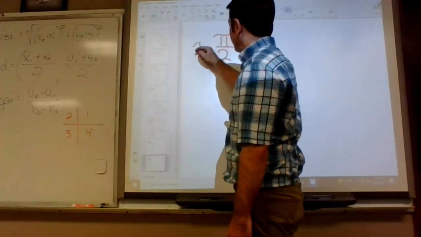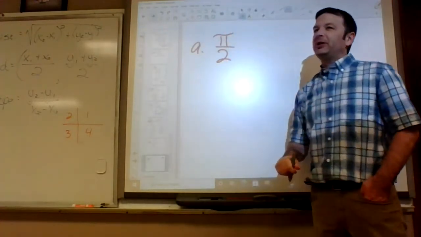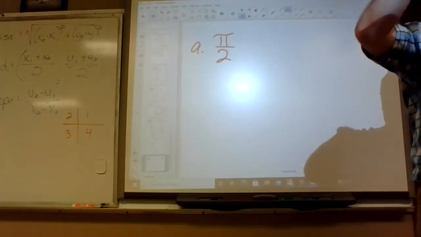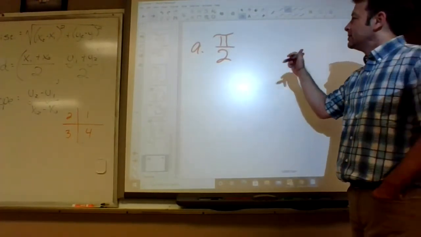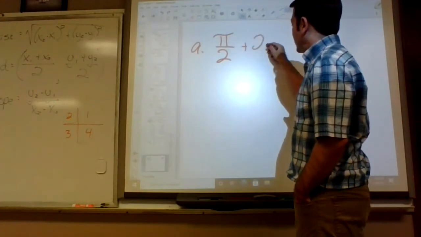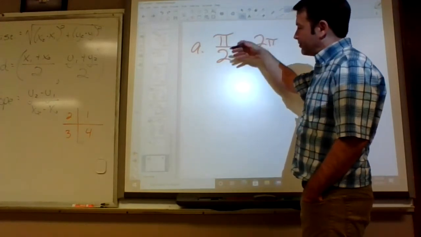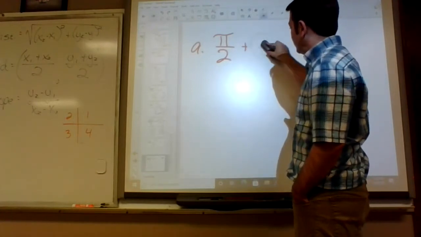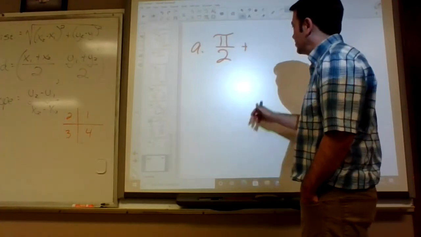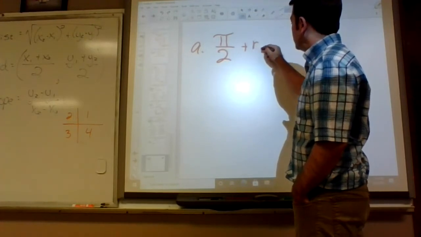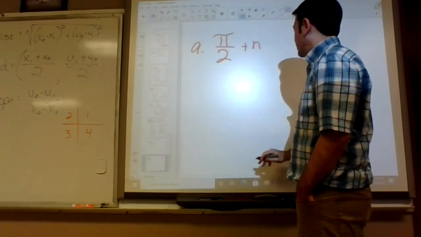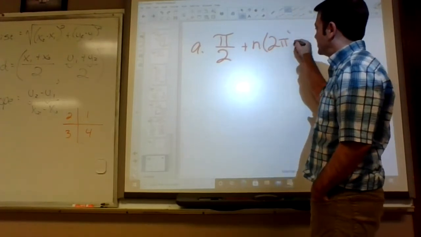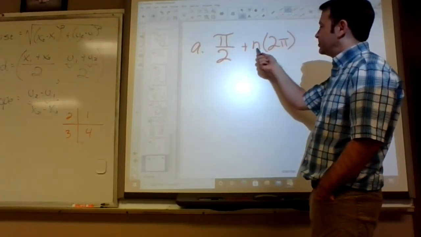Pi over 2 would be a good answer, but it's also going to happen every time you do another rotation. So if you add another 2 pi to this, that's another 360, it will also work. And if you add another 2 pi to that, it'll also work. So how do we distinguish it? Plus n times 2 pi, where n represents an integer.